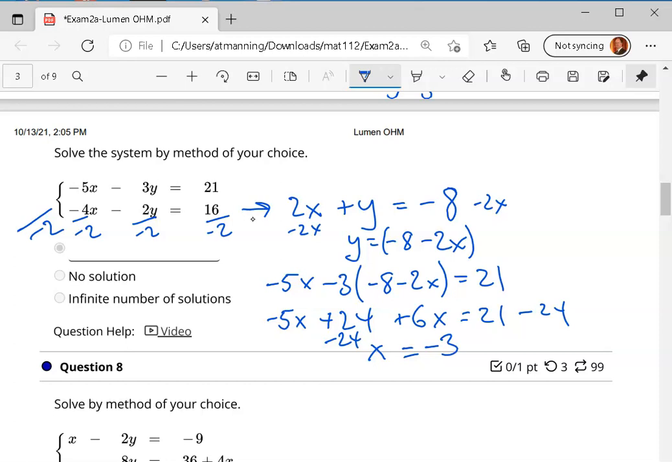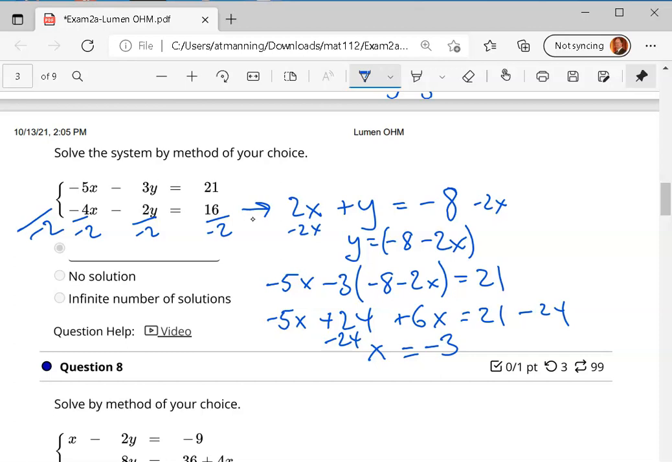Well, what do I do now? Well, now that I know a value for x, I can substitute that in the other equation. It doesn't matter which equation, but let's just make use of that other one. Remember how that's simplified to 2x plus y equals negative 8, remember?